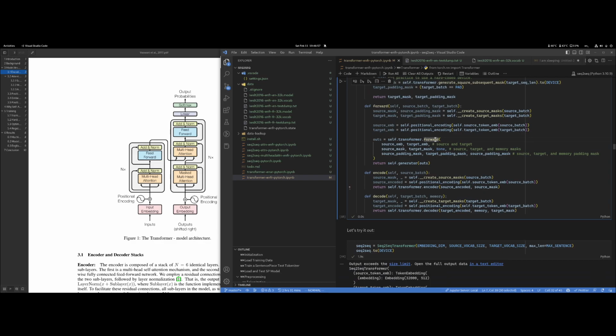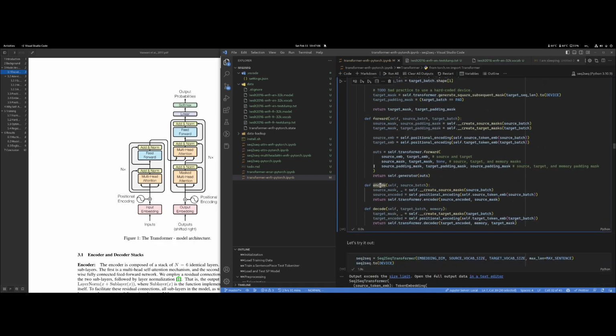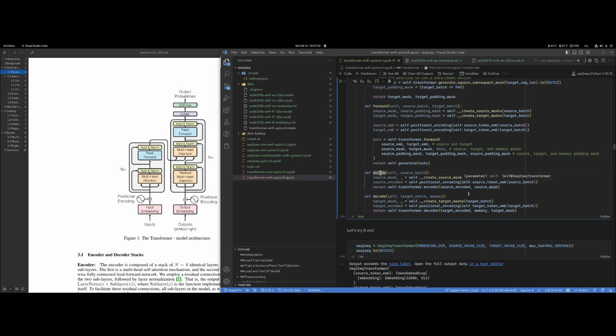These are the encode part and then the decode part. That's just in case. I don't know why I added these two. I don't know whether I'm using them right now or just in the forward, but we'll see later.